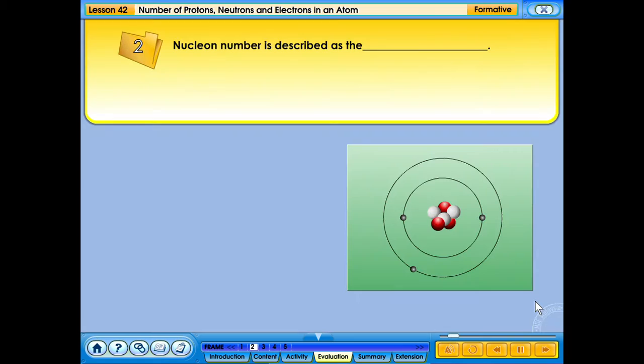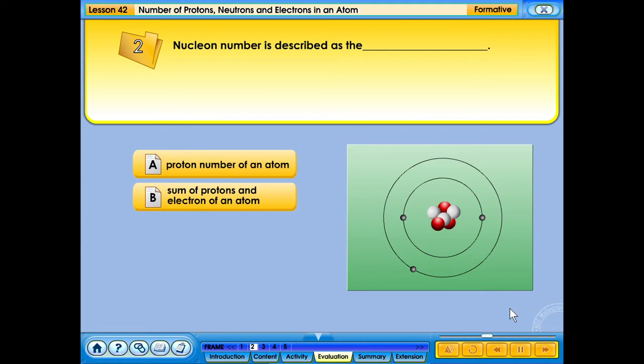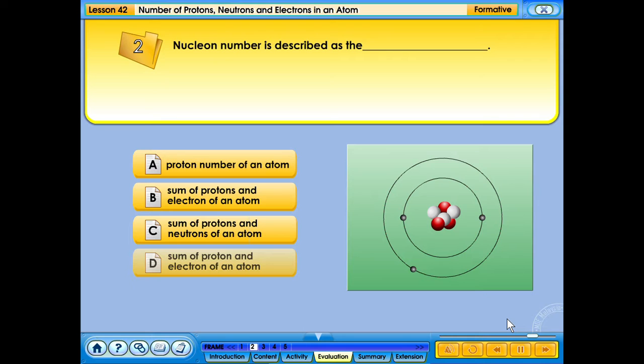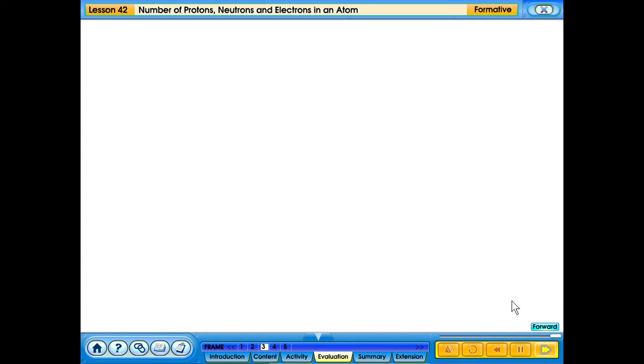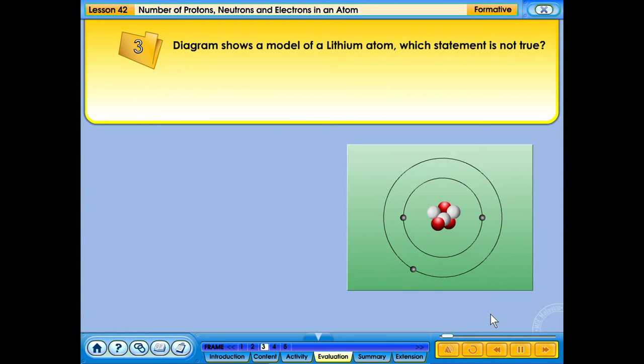Nucleon number is described as the: A. Proton number of an atom. B. Sum of protons and electron of an atom. C. Sum of protons and neutrons of an atom. D. Sum of protons and electron of an atom. Your answer is correct.